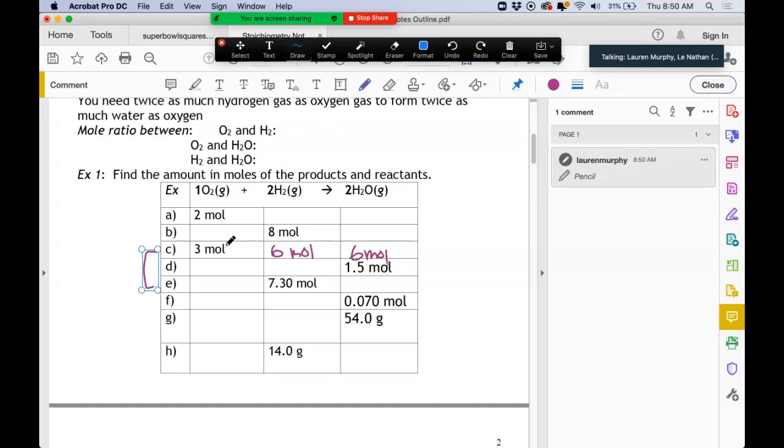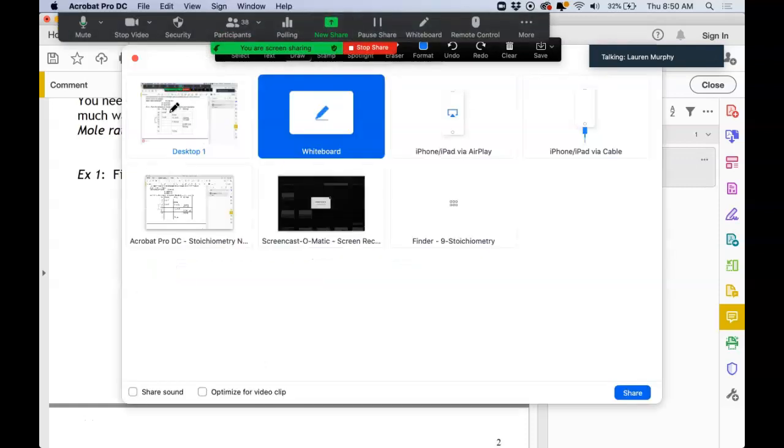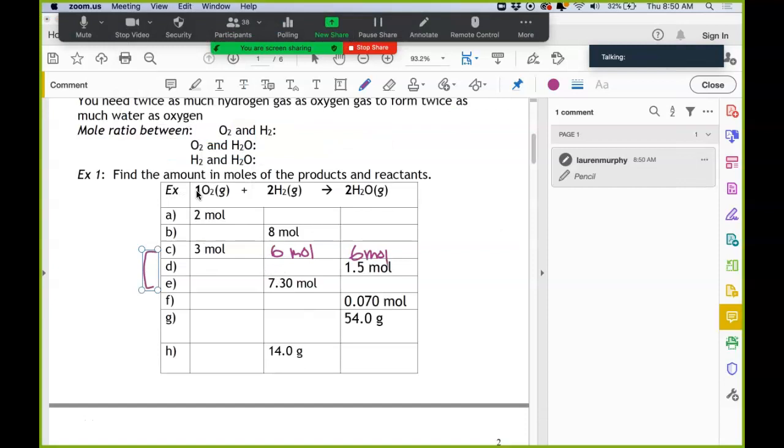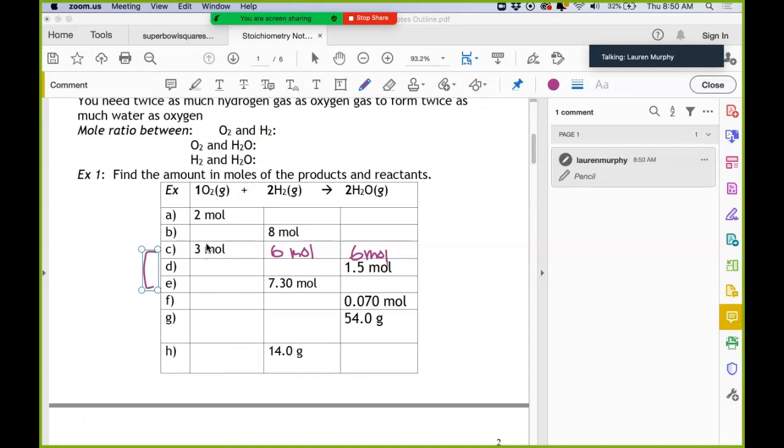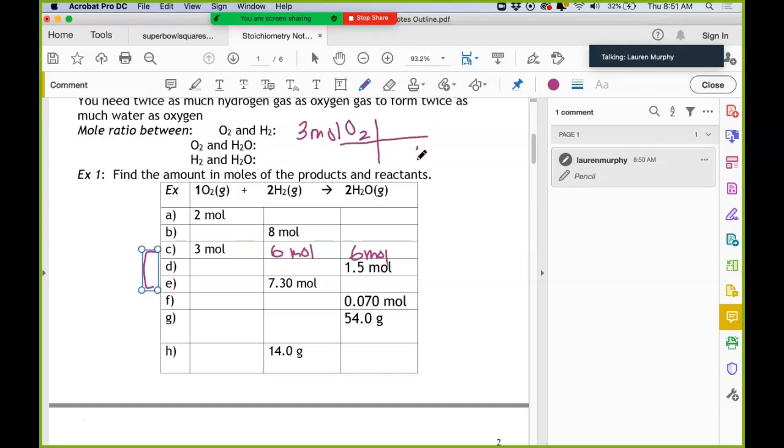Let's look at it. Oh, sorry. 1 to 2, 1 to 2. So 3 times 2 is 6. But let's look at it mathematically. 3 moles of oxygen gas. Set up your dimensional analysis. The moles of oxygen gas go on the bottom so that we get rid of it. The moles of hydrogen gas go on the top. It's a 1 to 2 ratio. So this mole to mole ratio comes from the balanced equation.